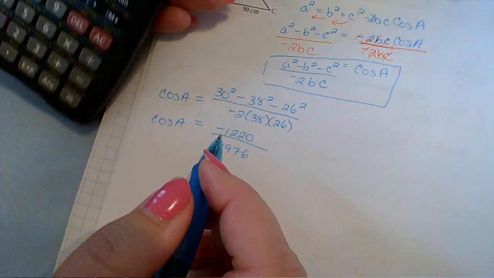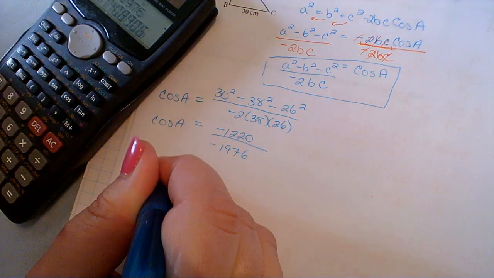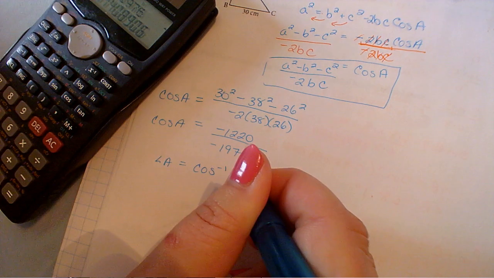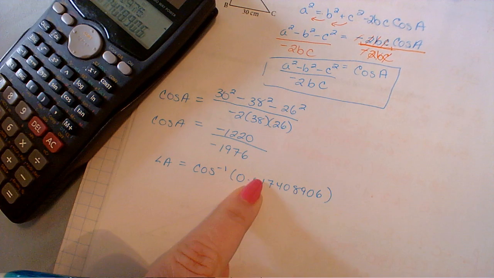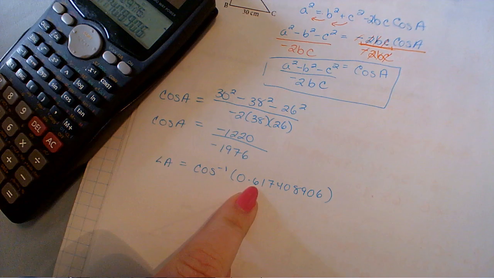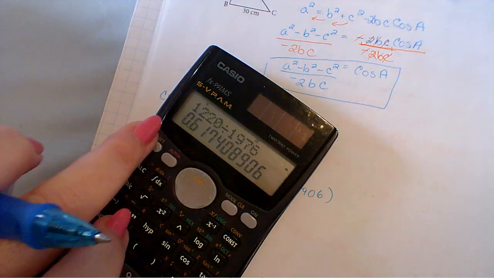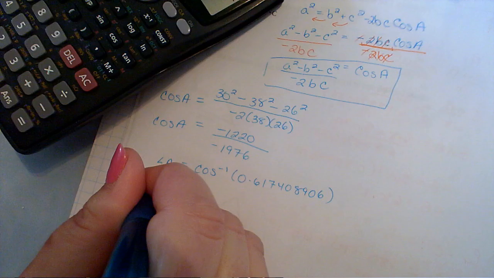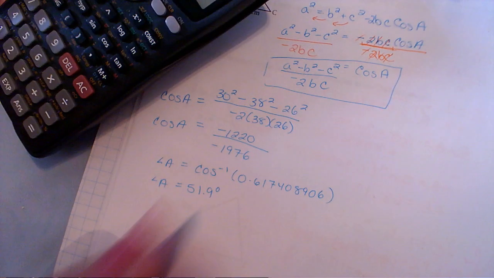So 0.617, remember that you have to inverse it because we're interested in just the angle. 0.617408906, do not round, do not call that 0.6 because that's wrong. While it's all still in your calculator, this is where you go, second function cos. We inverse cos out of it to give us back the angle, 51.87. So let's go 51.9 to 1 decimal place.